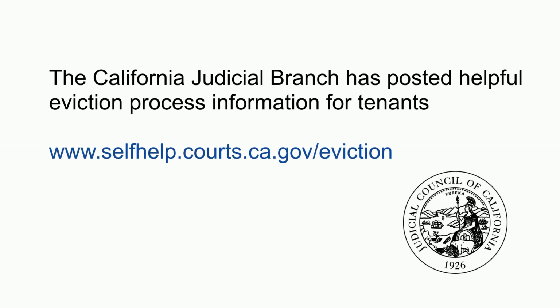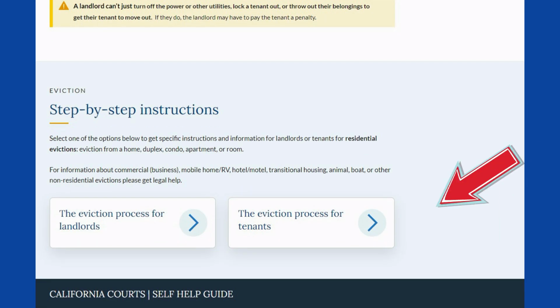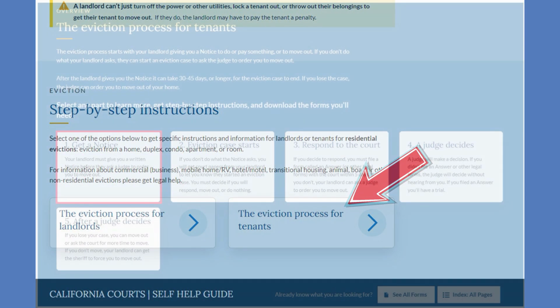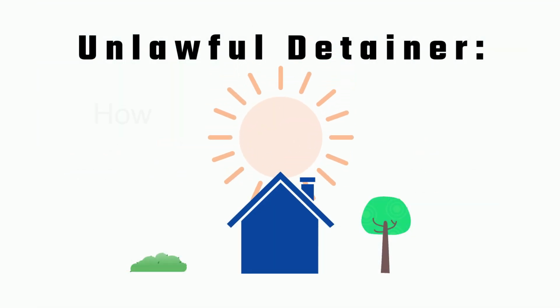Additional resources. The California Judicial Branch has posted helpful eviction process information for tenants. Go to this website. At the bottom of the page, select the eviction process for tenants for information about the eviction process step by step. Now you know how to complete an answer.